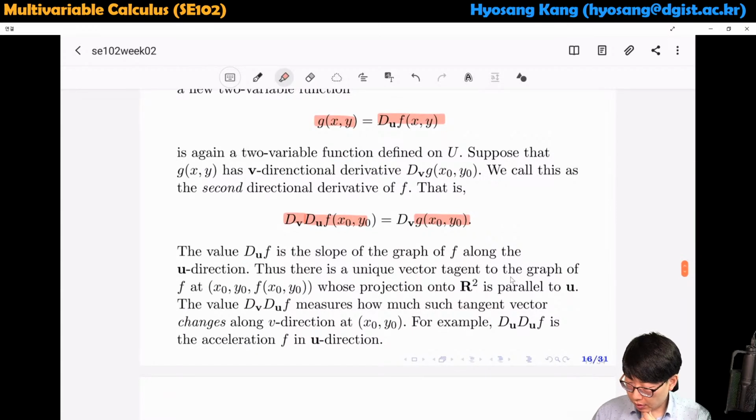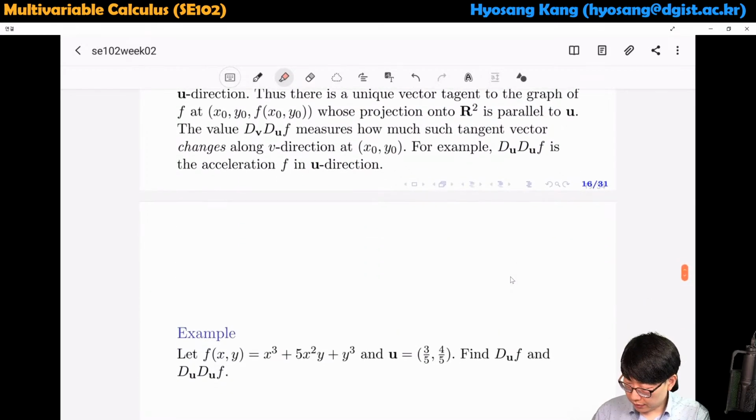So this is called the second directional derivative, and the reason why it's important is because we're going to specialize our directional derivative to partial derivatives, and this second order directional derivative enables us to define the second order partial derivatives. So let's try to give an example here.